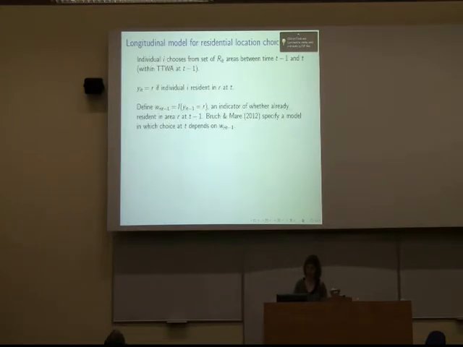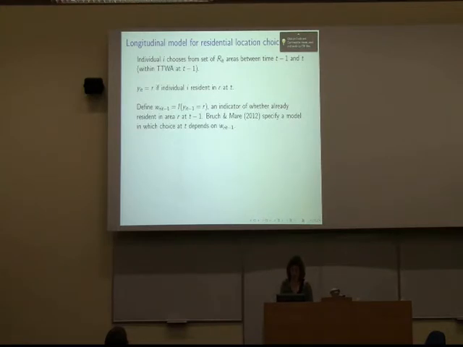Okay, so let me now move on to the longitudinal model. We now have a subscript t, which is indicating time. So between 2 points in time, t minus 1 and t, a person is making a choice between areas in their choice set. In our case, the travel to work area that they were living in at t minus 1. And again, we have this categorical response variable indicating where they are actually living at time t.